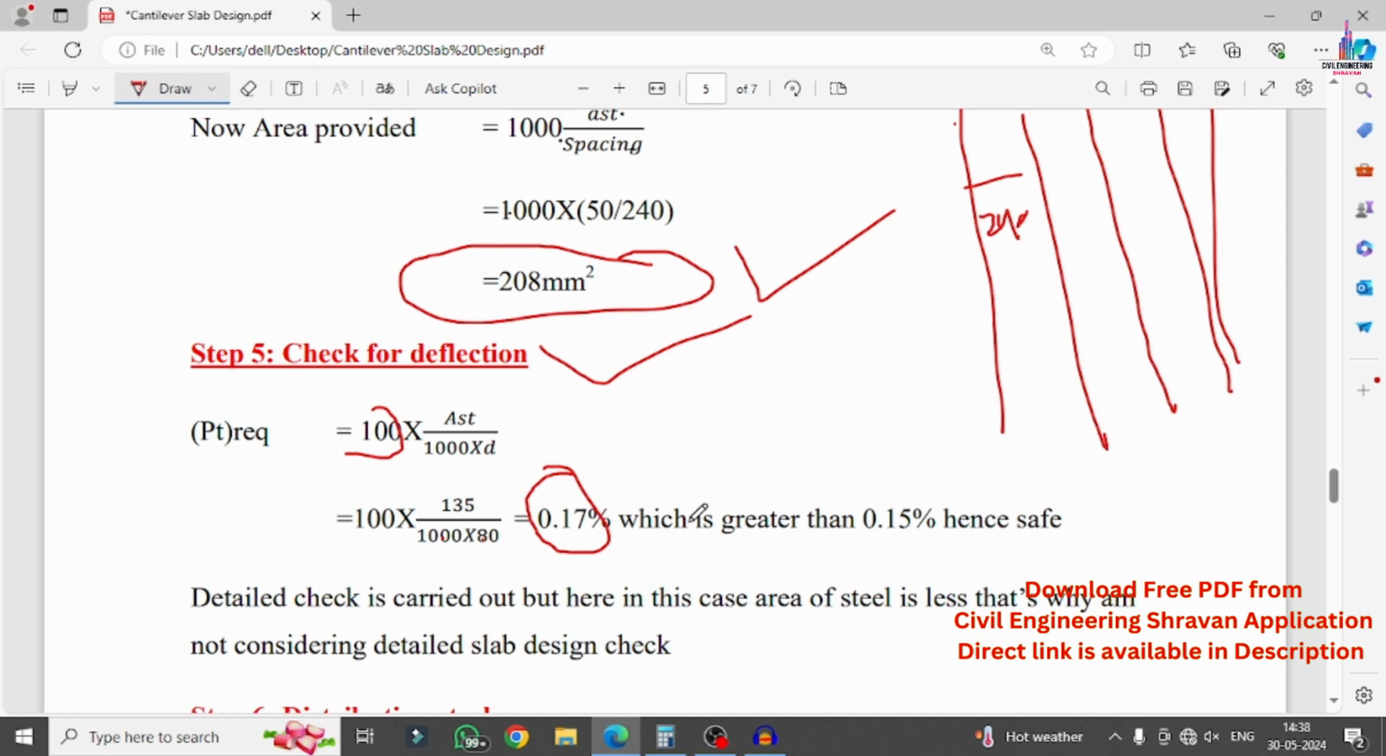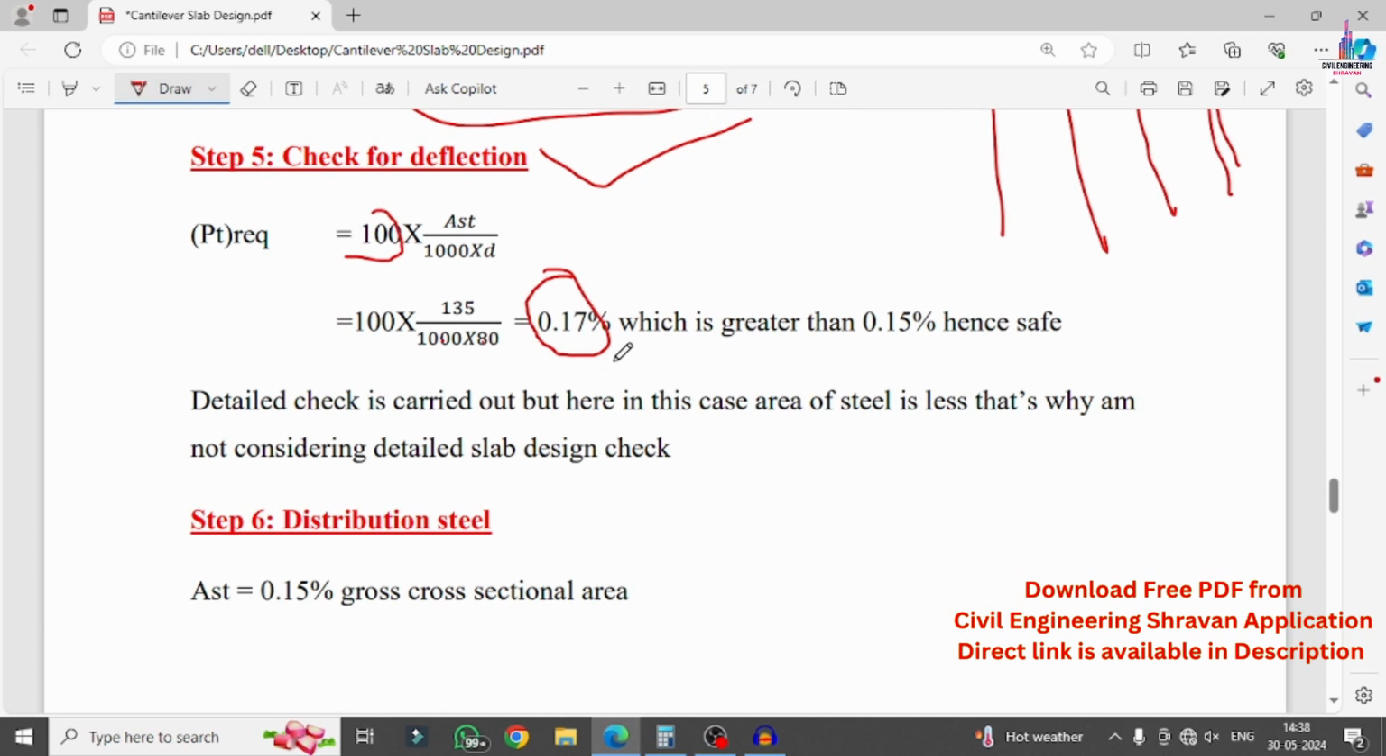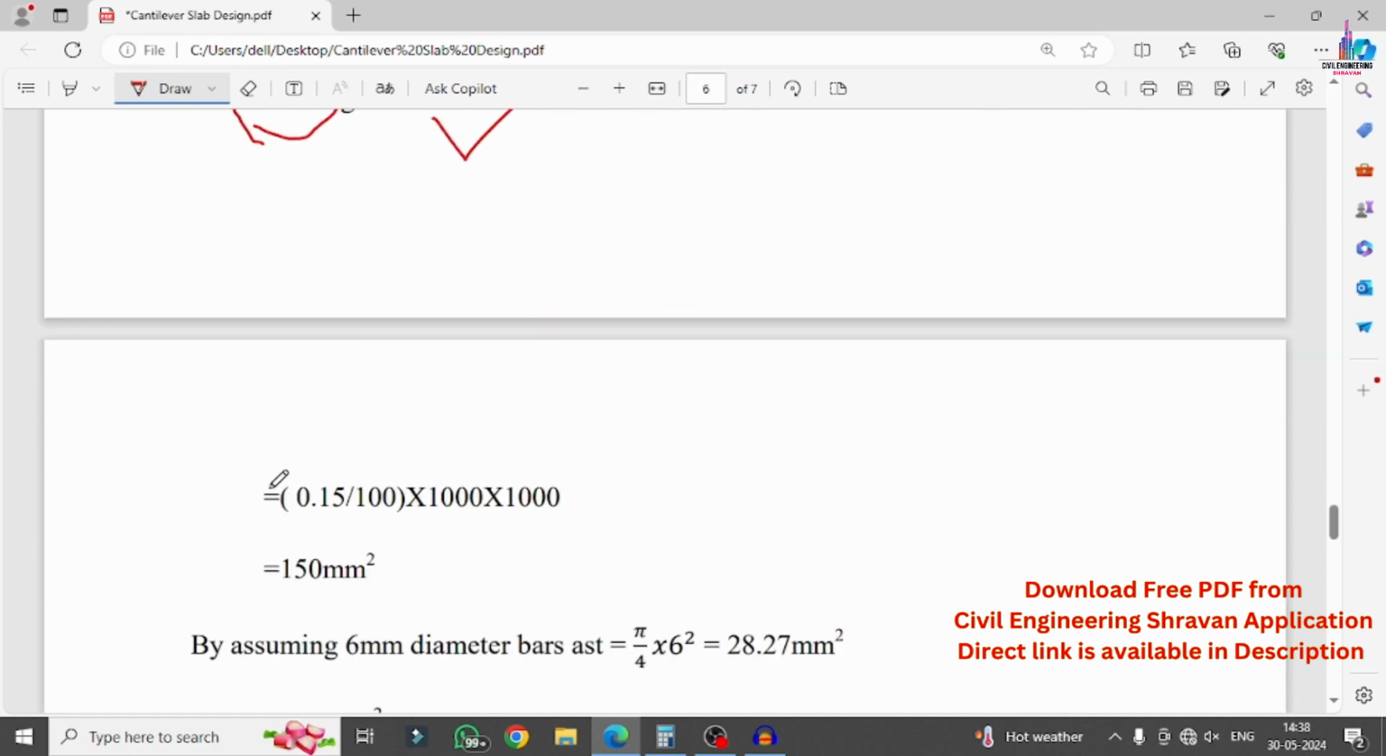Now we will calculate the distribution steel. According to the IS code provision, the distribution steel is considered as 0.15% of the gross cross-sectional area. So 0.15 divided by 100, multiplied by the length and the width of the slab, which comes to 150 mm square. By assuming a 6 mm diameter bar, we calculate the small Ast value, which is approximately pi by 4 into 6 square, which is 28.27 mm square. Now we will assume the small Ast value as 28 mm square.